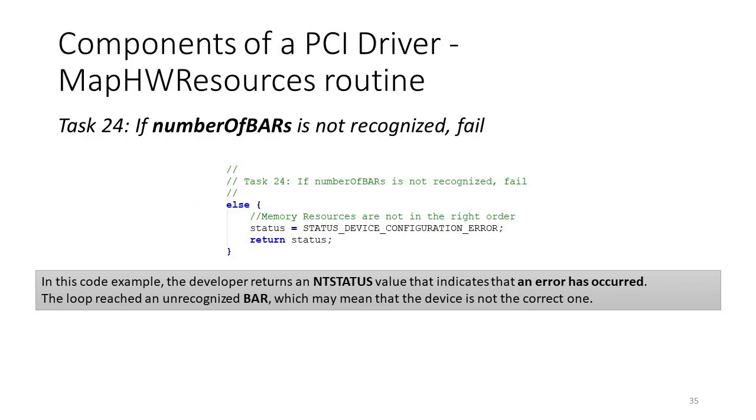Task number 24, if the number of bars value is not recognized, we need to fail. In this code example, the developer returns a status value that indicates that an error has occurred. The loop reached an unrecognized bar, which may mean that the device is not the correct one.